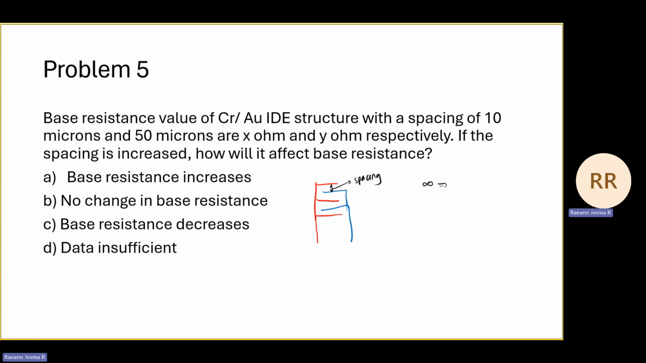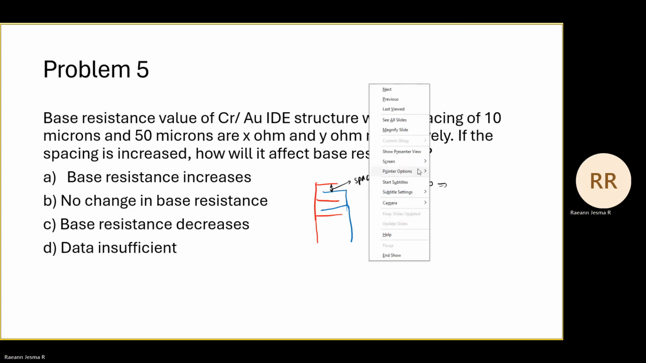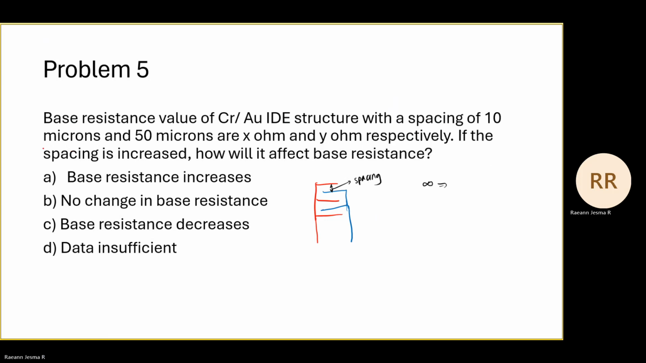So even if we increase the spacing, unless we have some conductive path between the two IDE structures, so between the two interdigitated electrodes, the resistance will not change much, right? So the correct answer is no change in base resistance, which is option B. Okay, so this is problem 5.